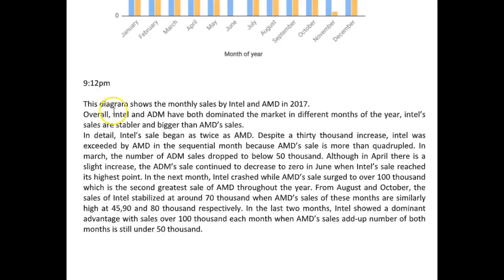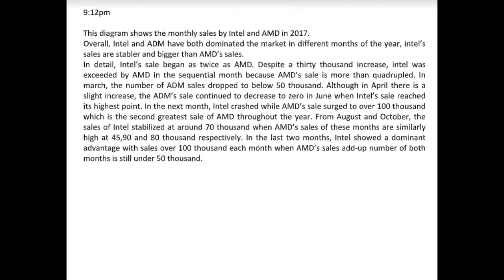Overall, while Intel and AMD both dominated the market in different months of the year, Intel's sales are stabler and bigger than AMD's sales. I hate the word bigger in IELTS. I have to tell you that. There are certain words I never want to see. I never want to see big, small, nice, good, bad. Okay? Just keep that in mind.